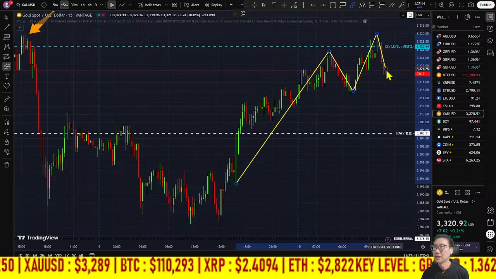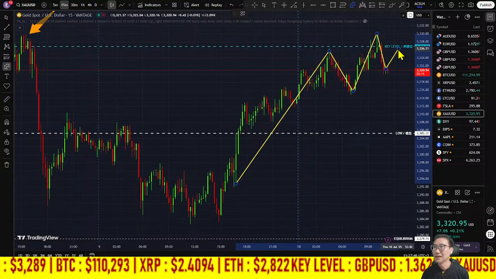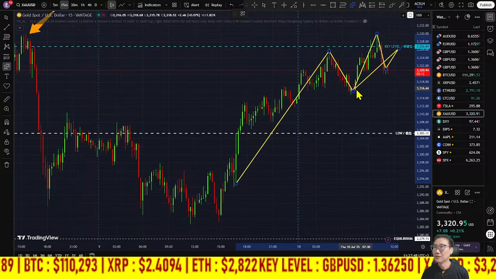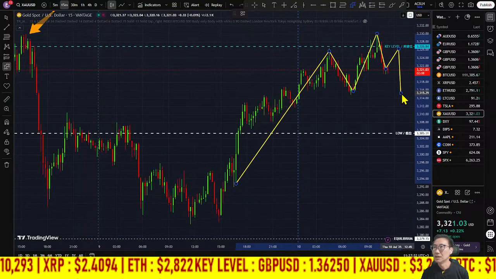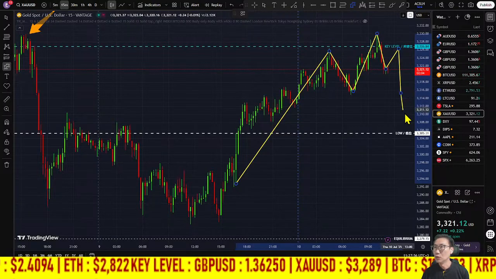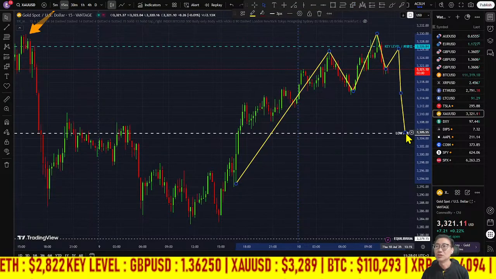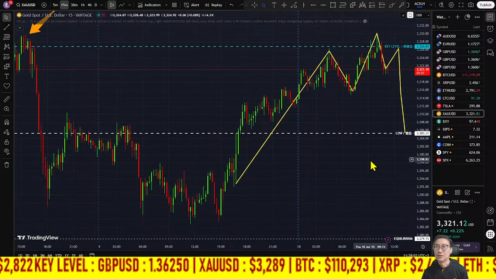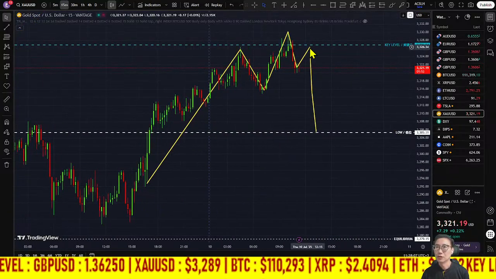If not, it should be retesting this key level to take this level first. Then next we will see if there's any chance that it's going to break below. Then we will go even further down to take this 3305. So that will be my plan here. Let's move this into the center so that you can take a look clearer.